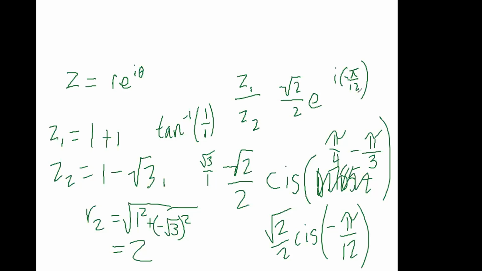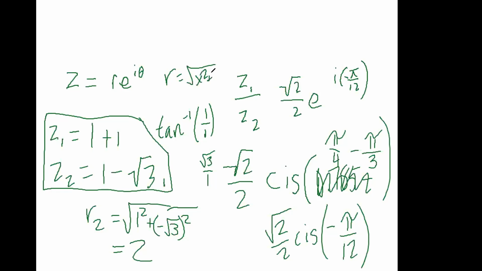But again, the first step to converting from standard form to modulus argument form is to use two formulas: r is equal to the square root of x squared plus y squared, or a squared plus b squared, depending on which form you want to use, and theta is equal to the tan inverse of y over x. Those are the two you needed to convert.